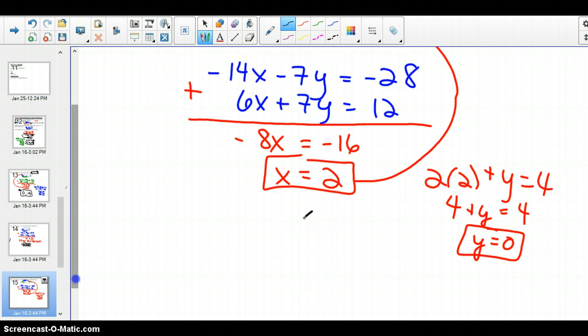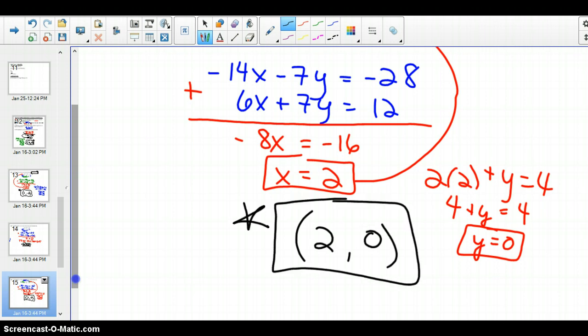Alright, so your solution to the system is 2, 0. Okay, we'll do more of these tomorrow.